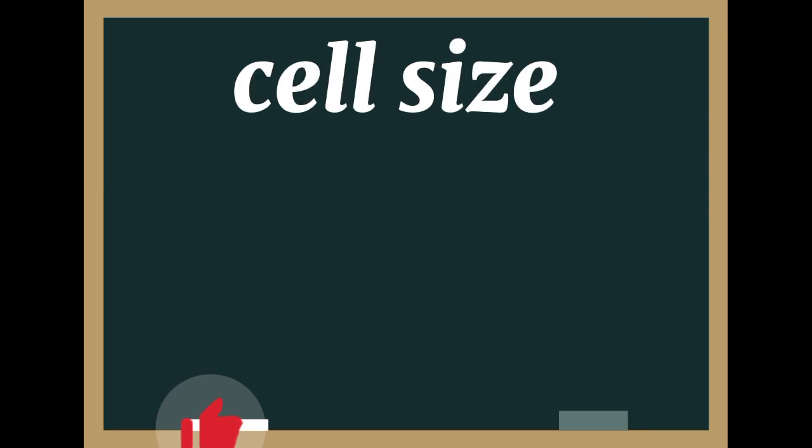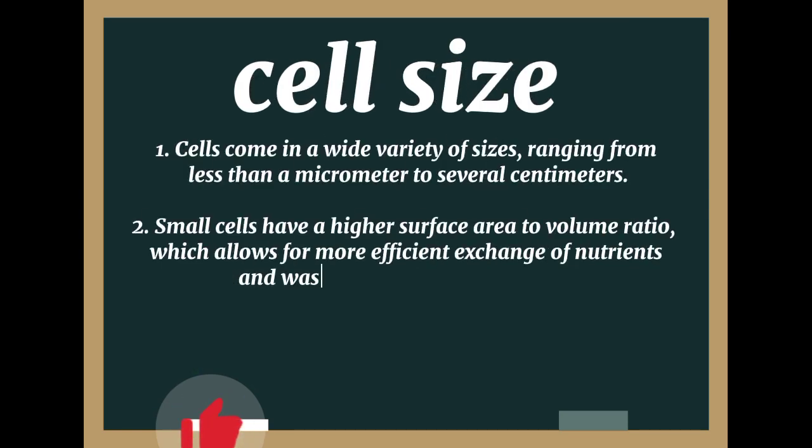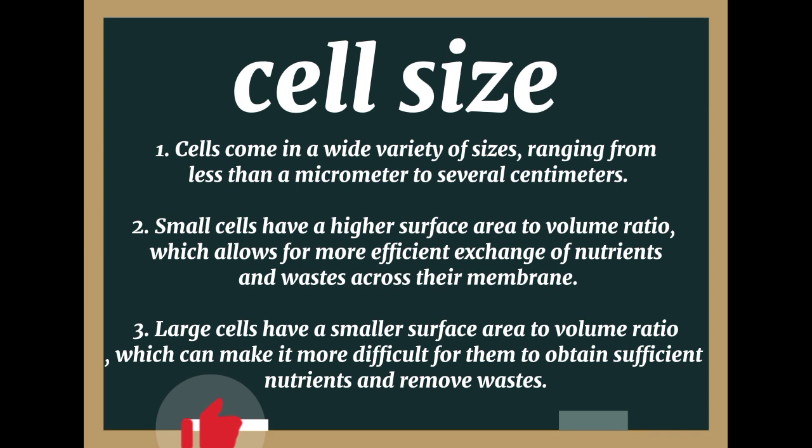Cell size. 1. Cells come in a wide variety of sizes, ranging from less than a micrometer to several centimeters. 2. Small cells have a higher surface area to volume ratio, which allows for more efficient exchange of nutrients and wastes across their membrane. 3. Large cells have a smaller surface area to volume ratio, which can make it more difficult for them to obtain sufficient nutrients and remove wastes.